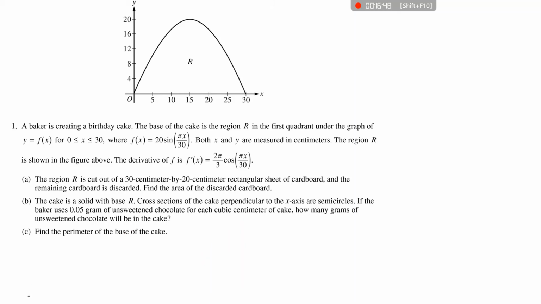Last one, part C. Find the perimeter of the base of the cake. Base of the cake. So we just find the perimeter for R, right? Right. So integrating f of x from 0 to 30, that's going to give me an area.